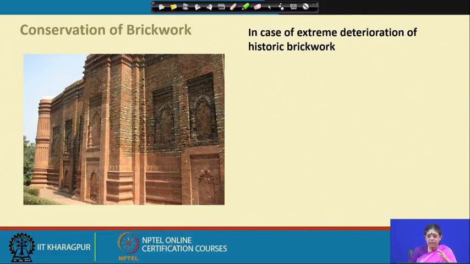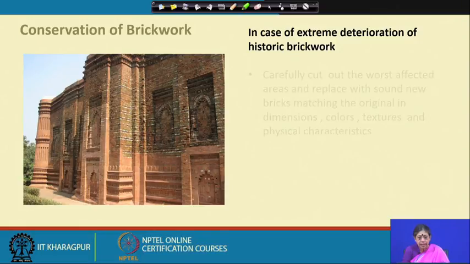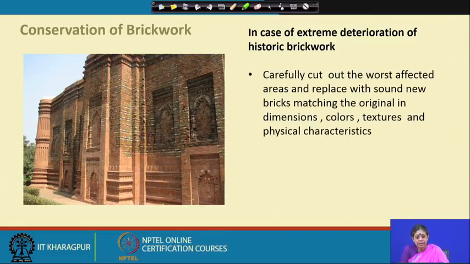In case of extreme deterioration of the historic brickwork, it can be replaced. The part is to carefully cut out the worst affected areas. It does not mean you take out the whole wall, only the part which is very badly affected. You take out that part carefully and replace it with sound new bricks matching the original in dimension, in color, in texture and physical characteristics.